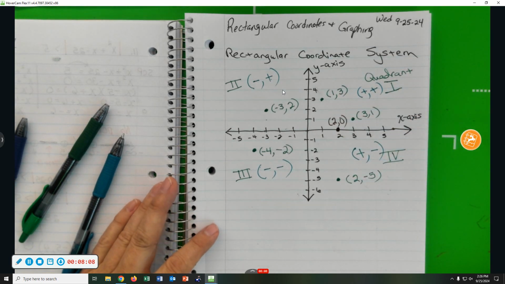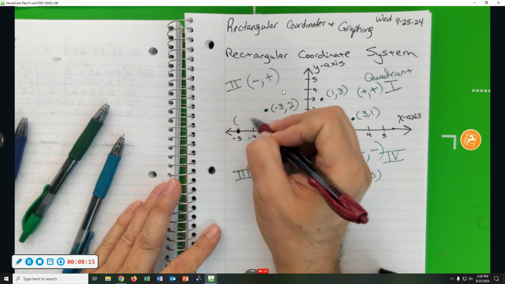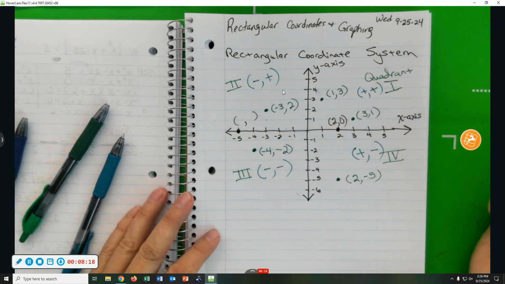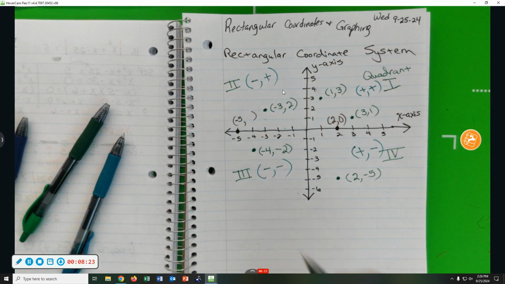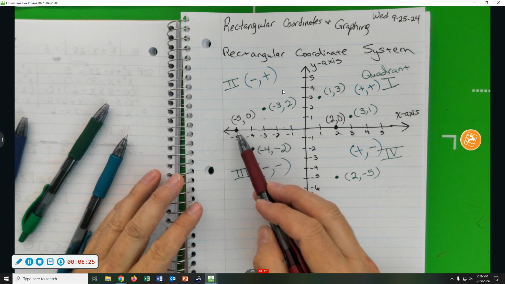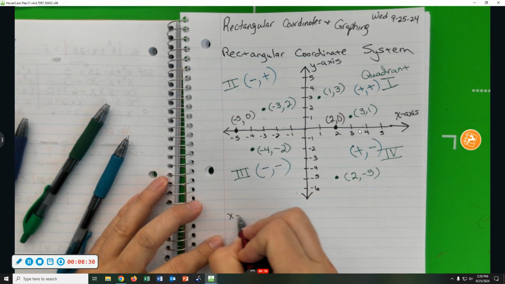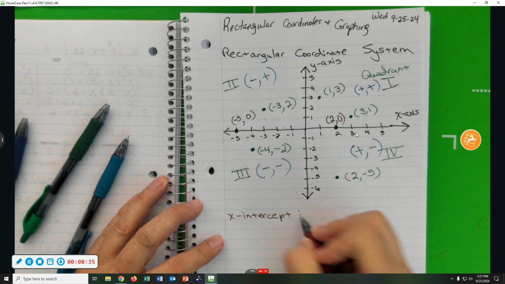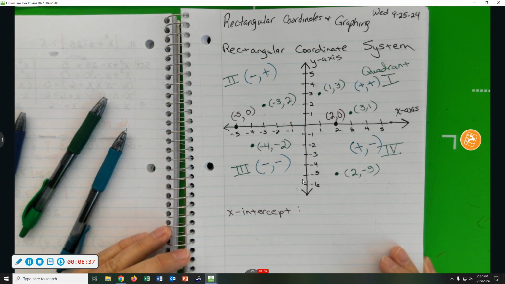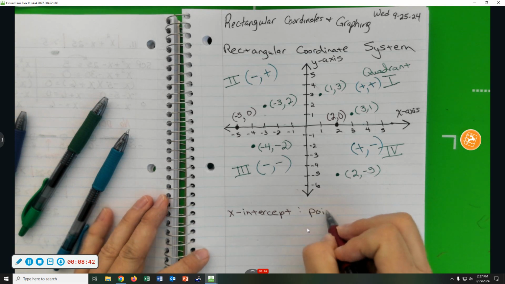Let's see if we can notice a pattern about all the points on the x-axis. What about this ordered pair right here? What would that be? Negative 5 is the x-coordinate. What about the y-coordinate? 0. Points that are on the x-axis are called x-intercepts. An x-intercept, I-N-T-E-R-C-E-P-T, is a point on the x-axis.